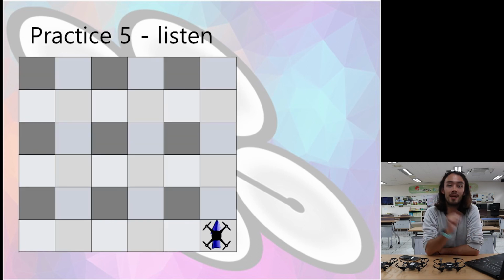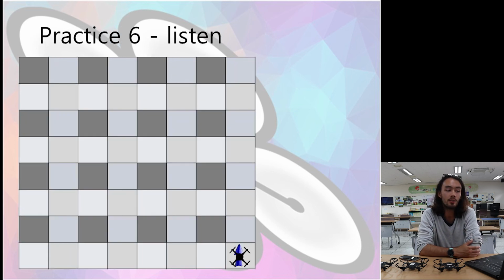Let's do practice number 5 for listening. Go left 2 blocks. Rotate 90 degrees to the right. Go left 4 blocks. Rotate 90 degrees to the right, go right 2 blocks. Okay, I hope you got that. Remember, you can rewind and listen as many times as you like.